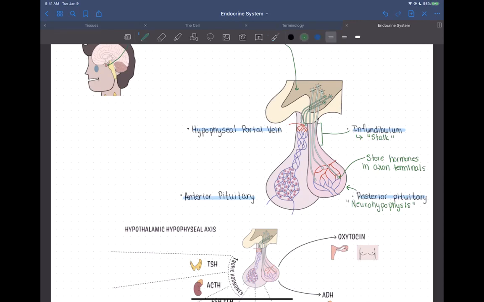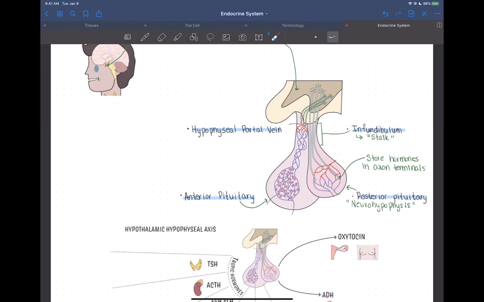And then on the front, we have the anterior pituitary. Its structure is going to look different from the posterior because it is going to be full of these hormone secreting cells. So a lot of endocrine cells, mixed in with a bunch of capillaries. So it looks much more like a gland than the posterior pituitary does.